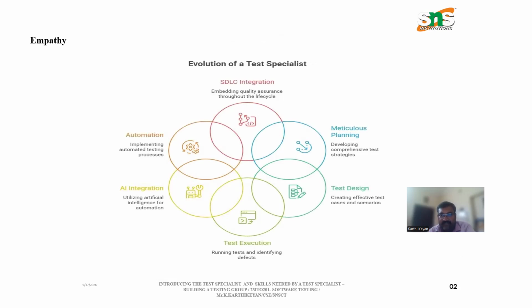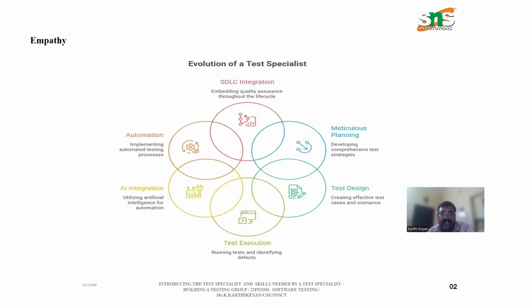For example, starting from meticulous planning, which is most important in every sector. Second, test design. Third, test execution. Fourth, AI integration. Fifth, automation. Last is SDLC integration. The first thing is developing a comprehensive test strategy: what is needed to develop your software, how many people are required, and how much budget is needed from the starting phase to the ending phase. Once meticulous planning is ready, you can start the procedure.